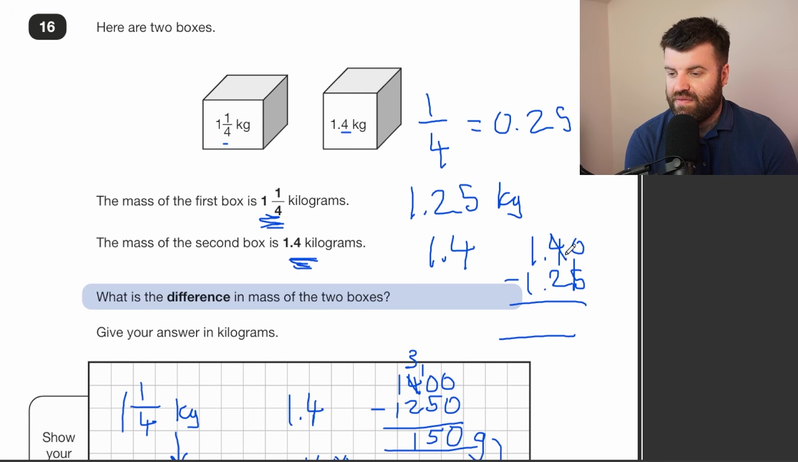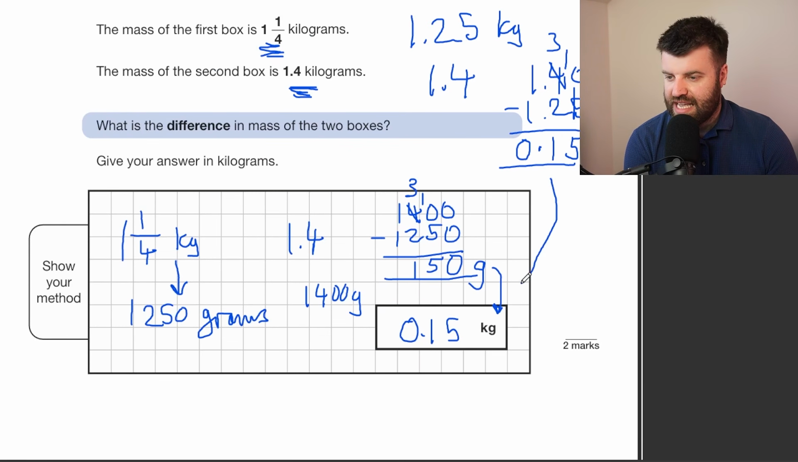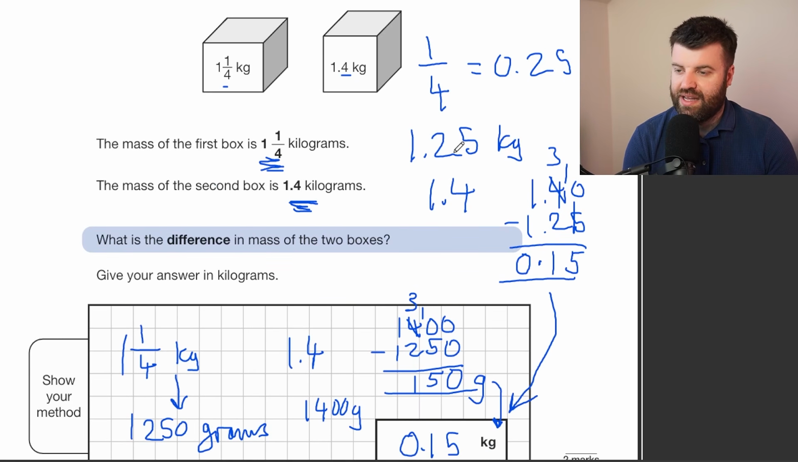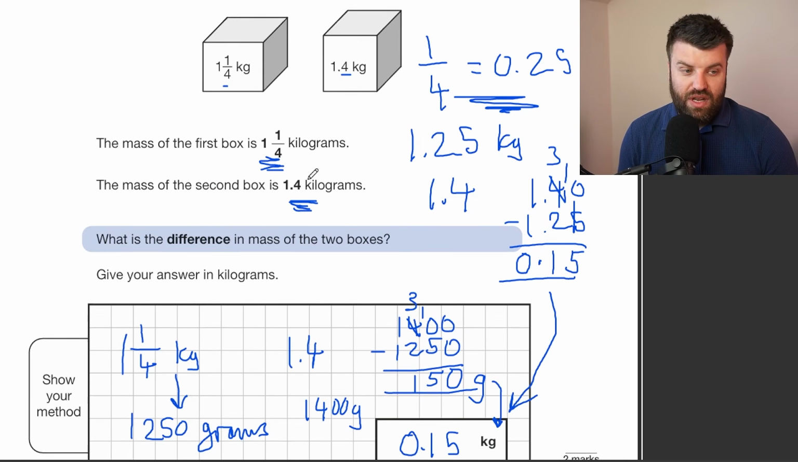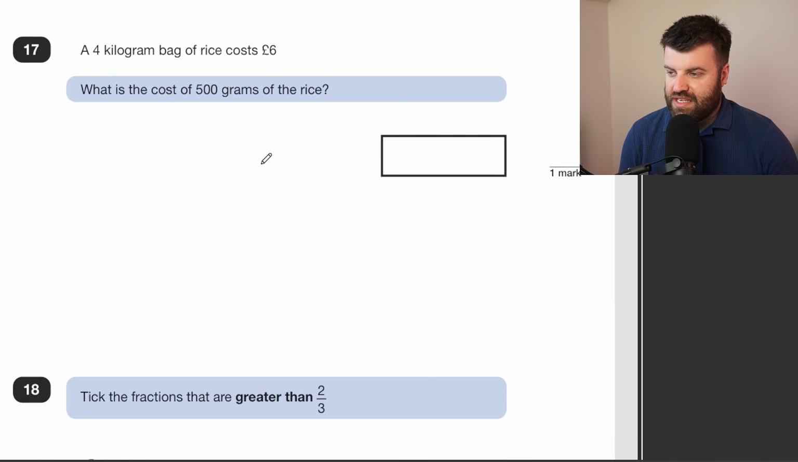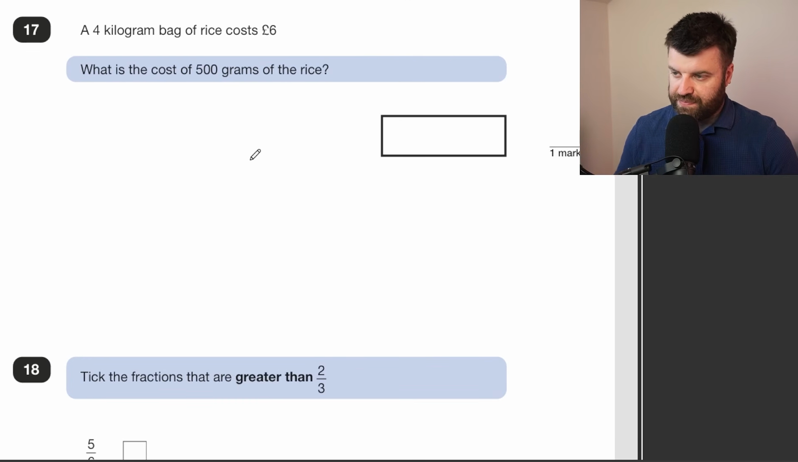0 take away 5, we can't do that. It would give us a negative number, which we don't want here. 10 take away 5 is 5, 3 take away 2 is 1, decimal drops down, and there's 0 at the start. Gets me the same answer, but this could have been much quicker if you knew this equivalent fact. That's why it's important to learn those equivalent facts, because it makes answering these questions, hopefully, a lot quicker.